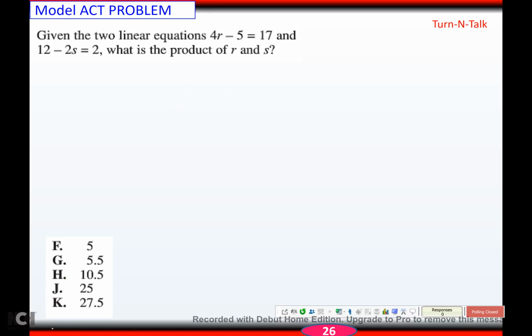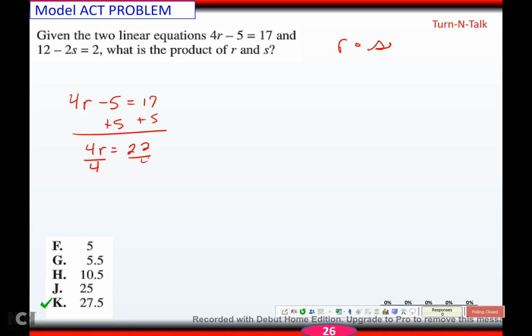Okay? Alright, try this one, hit pause, come back when you're ready. And hopefully you got K. It says, given the 2 linear equations, what is the product of R and S? So they want me to take R times S. Well, I have to figure out what R is first. They gave me an equation with R in it. Get it alone and you'll know what R is. I have to undo the subtraction first with addition. That gives me 4R equals 22. Divide by 4, and you get R equals 11 halves.